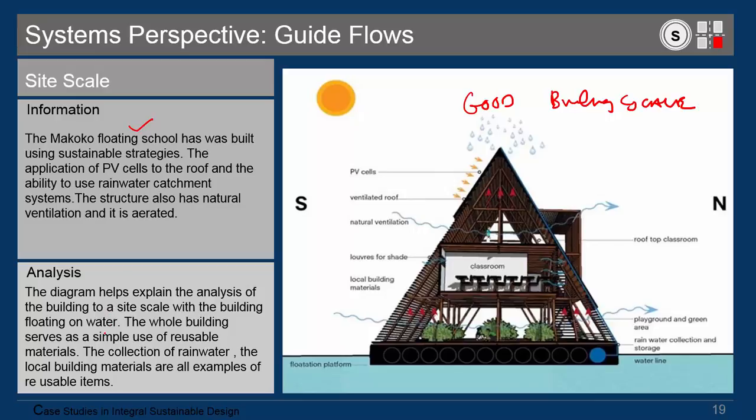So, the whole building serves as simple use of, okay, so you're kind of repeating yourself here. Here you really want to talk about this kind of system, like how does it stay cool? So you want to talk about passive and active systems, not about the materials. Again, I might have a separate slide for materials.